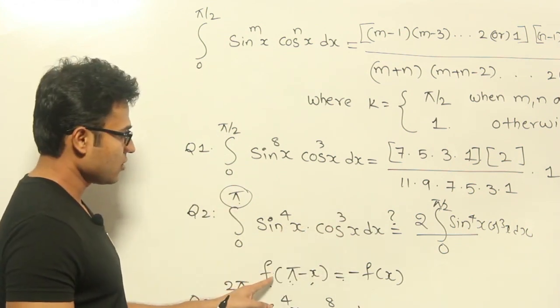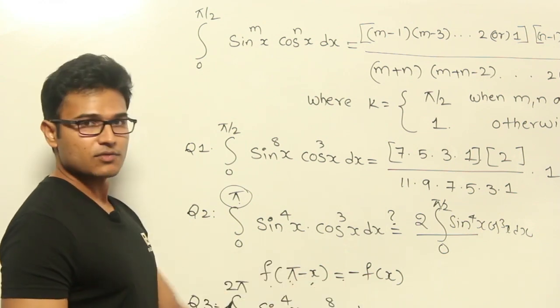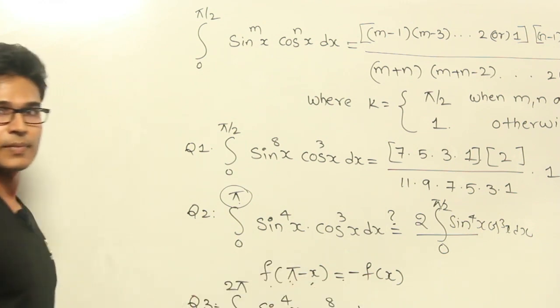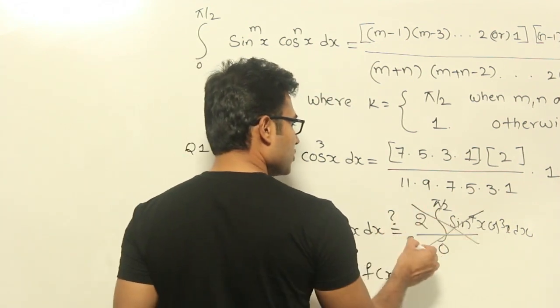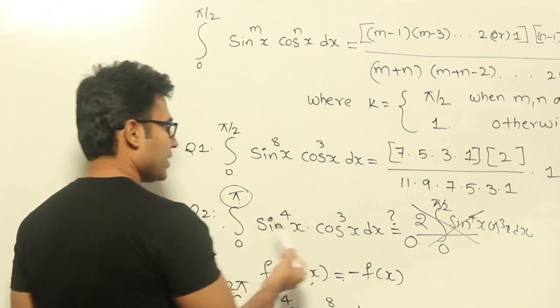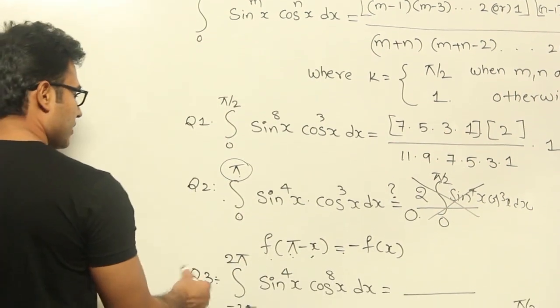So if you try to find out f of pi minus x for this one, you are going to get minus f of x, which means it is an odd function. So whenever it is an odd function, you cannot write like this, the answer is going to be 0. So for this one, the answer is going to be 0, right?